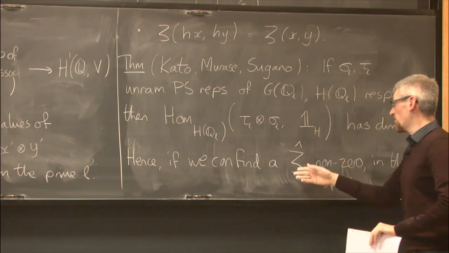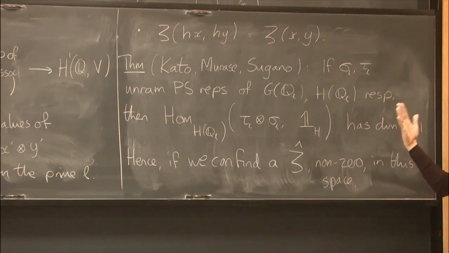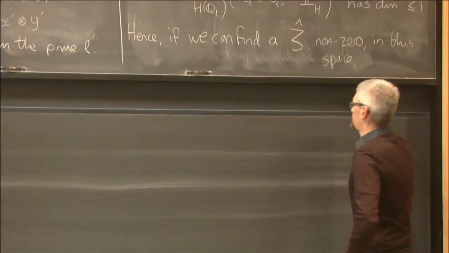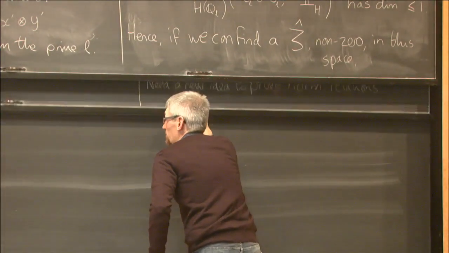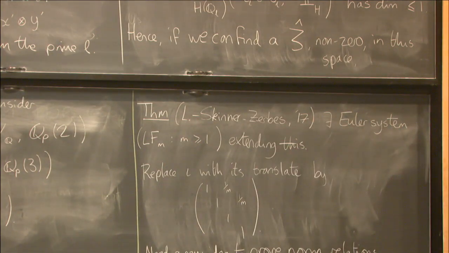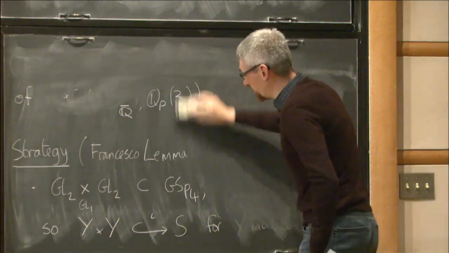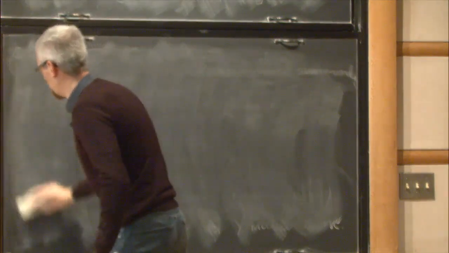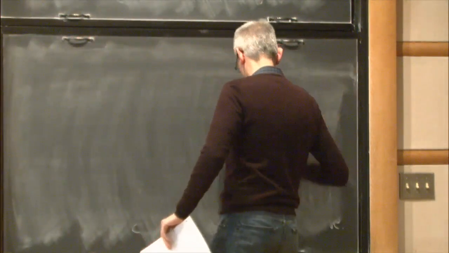If we can find a non-zero z hat in this space, some purely local arbitrary linear functional, a bilinear form, which has the right H equivariance property, and we can prove that our elements do the right thing under this new bilinear pairing, then they must have done the right thing under the complicated global one as well.